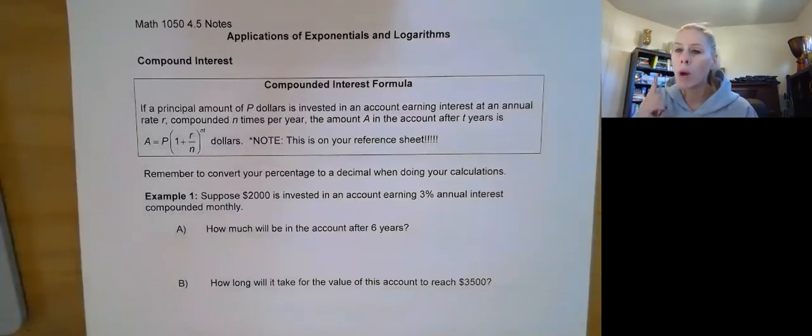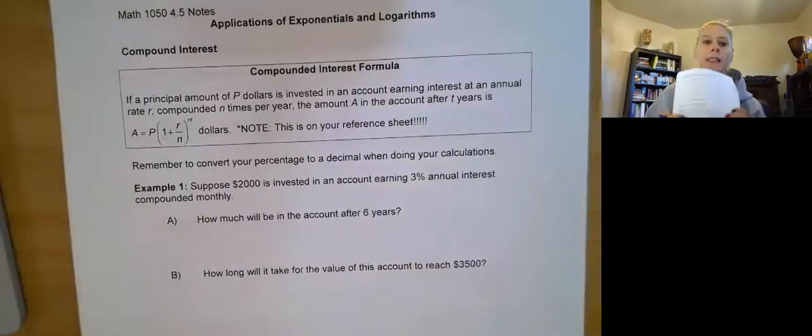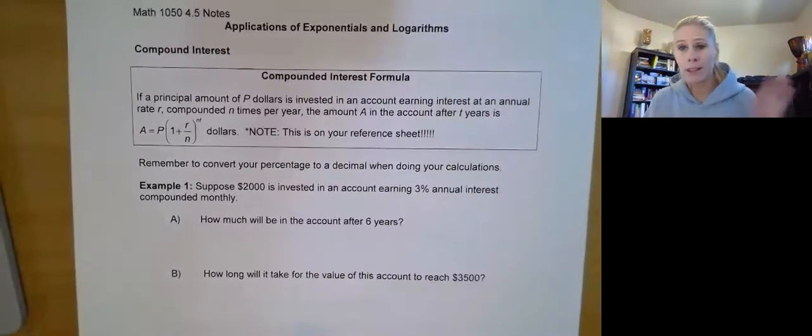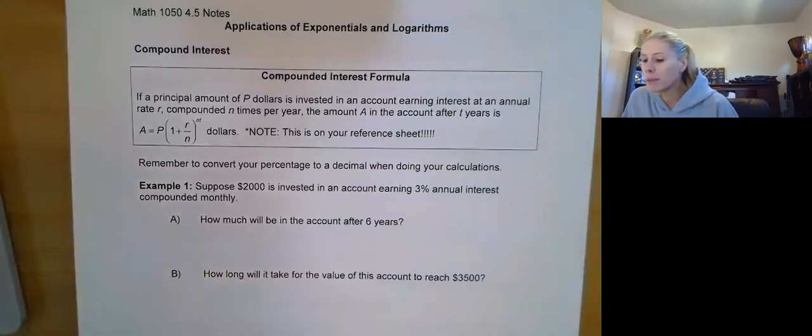So what is given to us? What formula do we use? And then we solve it, and what strategies do we use to solve it? So compound interest. By the way, a lot of these formulas help you predict money, population, all that stuff. So it's really useful. If a principal amount of P dollars is invested in an account earning interest at an annual rate R, compounded N times a year, the amount A in the account after T years is this equation right here.